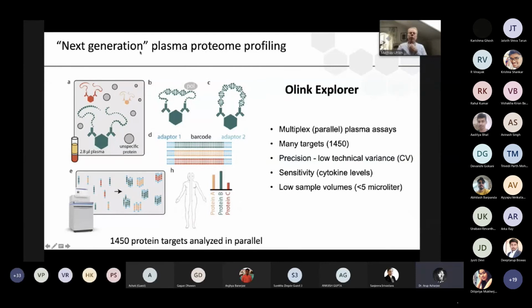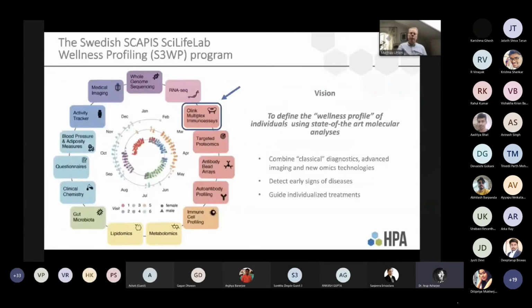And we are using now a very new technology called Olink Explorer that allows us, with very low sample volumes, 5 microliters of blood, to have a look at about 1,500 targets with very high sensitivity. We can go down to cytokine levels. And this we can do in one multiplex assay. So this is quite a fantastic technology. And we hope to have a paper coming out very soon in Nature Communications.